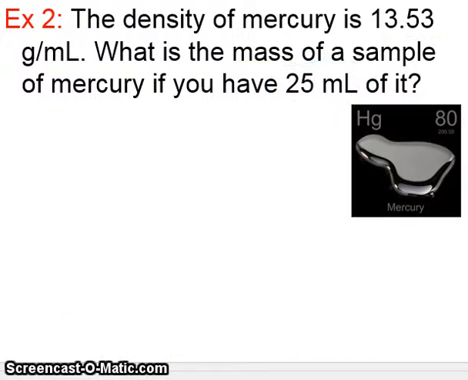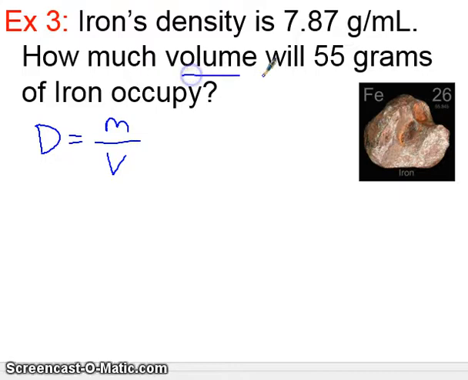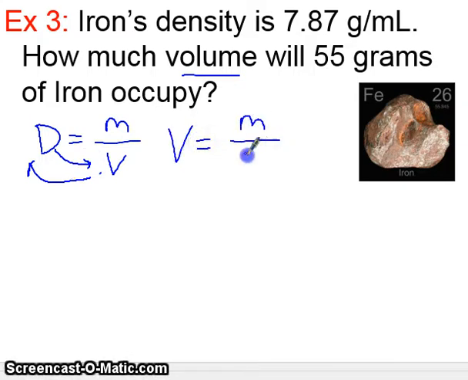Let's go ahead and do this last problem. In this case, we have iron, whose density is 7.87 grams per mil. And how much volume will 55 grams of iron occupy? In this case, we're back to the equation. Remember, our equation is density is mass over volume. If we rearrange this equation to solve for volume, I'll end up moving volume out here, and then I'll end up moving density down here. This is just by algebraic rules, rearranging the equation. And my new equation is volume is mass over density.